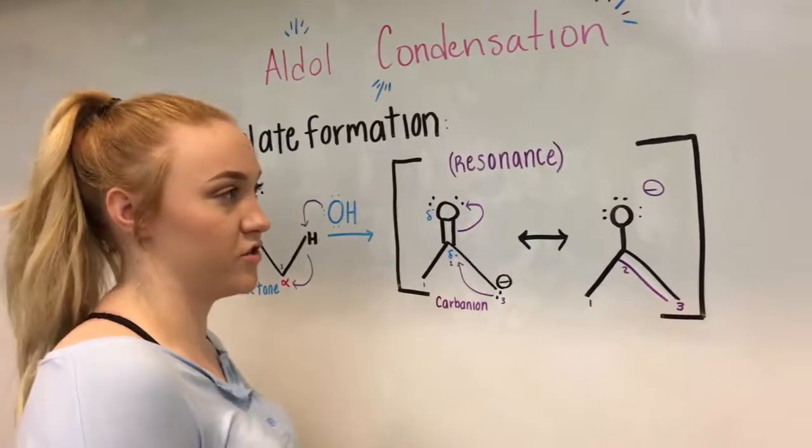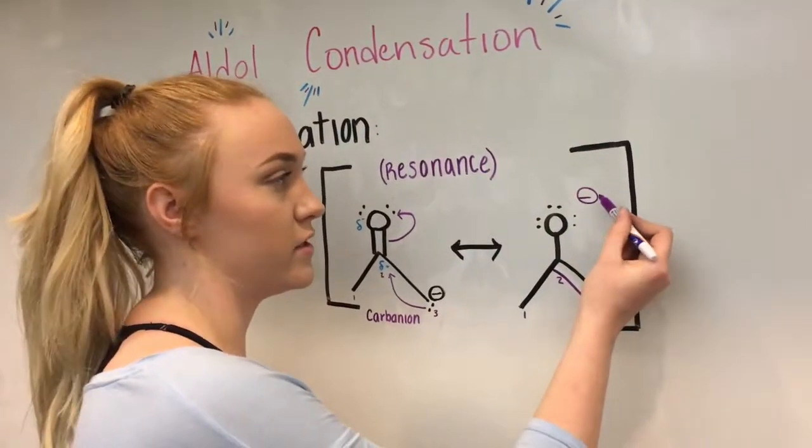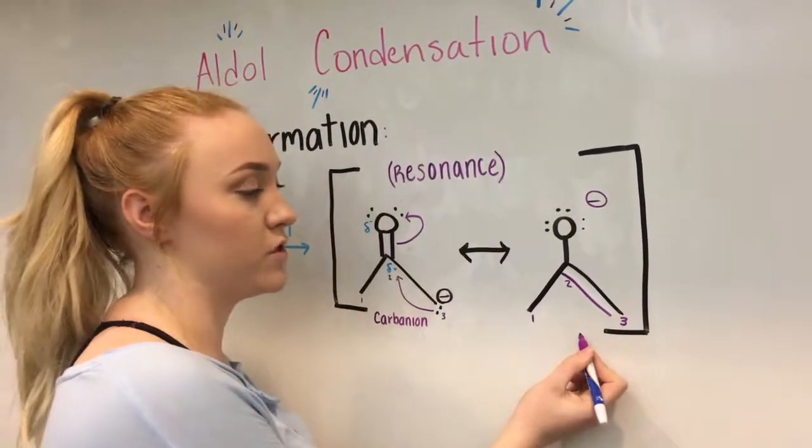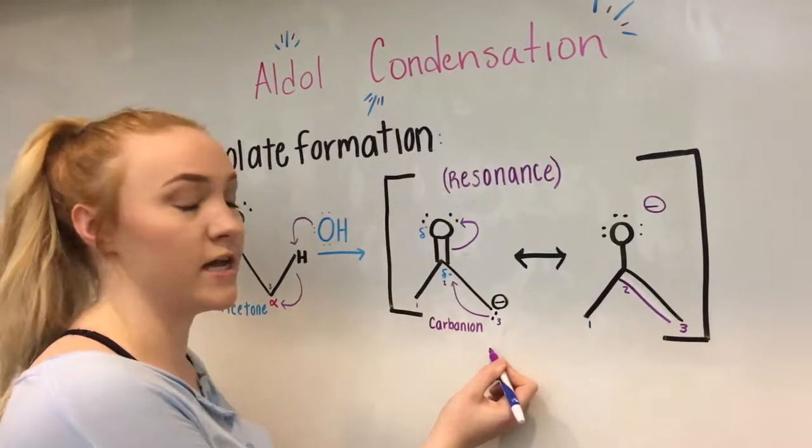Out of these two resonance structures, this one is more stable because oxygen prefers the negative charge. And since this is more stable, we will be carrying out the rest of our reaction with this resonance structure, as it's more reactive.